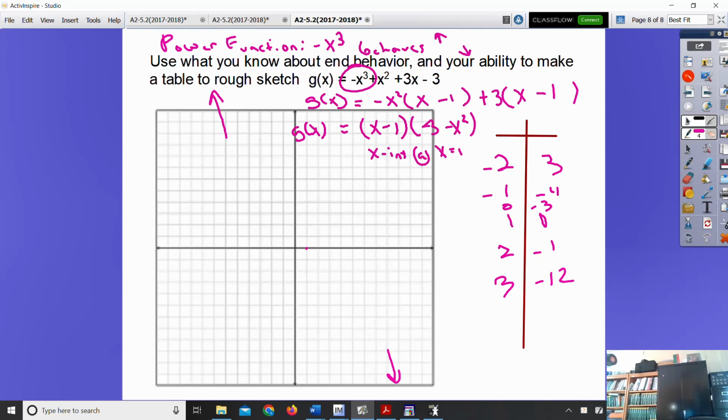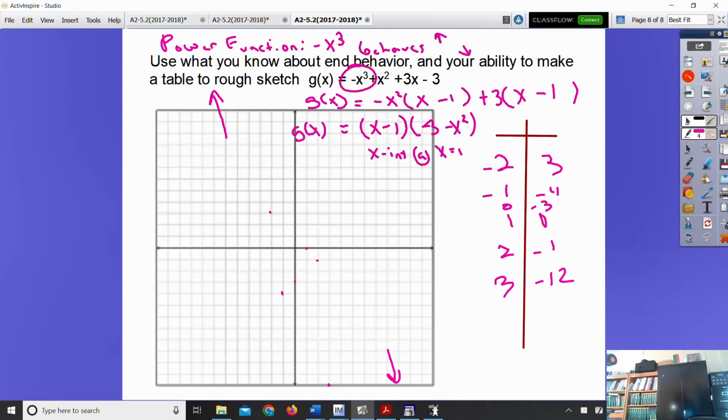So use the table feature if you got a TI-84 at home. Back 2 rise 3. Back 1 fall 4. 1, 0, 0, -3. 2, -1. 3, -12. Right at the bottom of the graph.